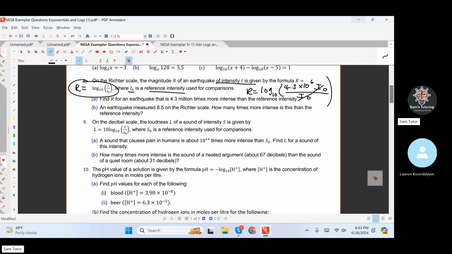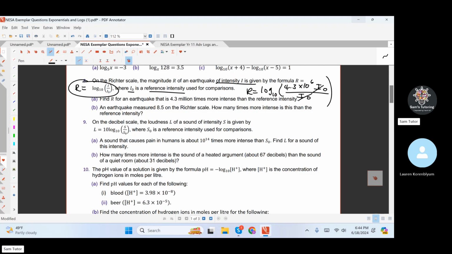I went, oh, you're trying to find R. You're trying to find R. I and I naught must disappear. The only number you have is 4.3 million. You're going to be like, oh, if I is 4.3 million, what's I naught? Then you hopefully will go, right, I naught must be the reference, and I is 4.3 million times the reference intensity I naught. Okay, right, I naught goes on the top and then sweet, it just cancels out. I actually have no letters here. I can actually work this out.